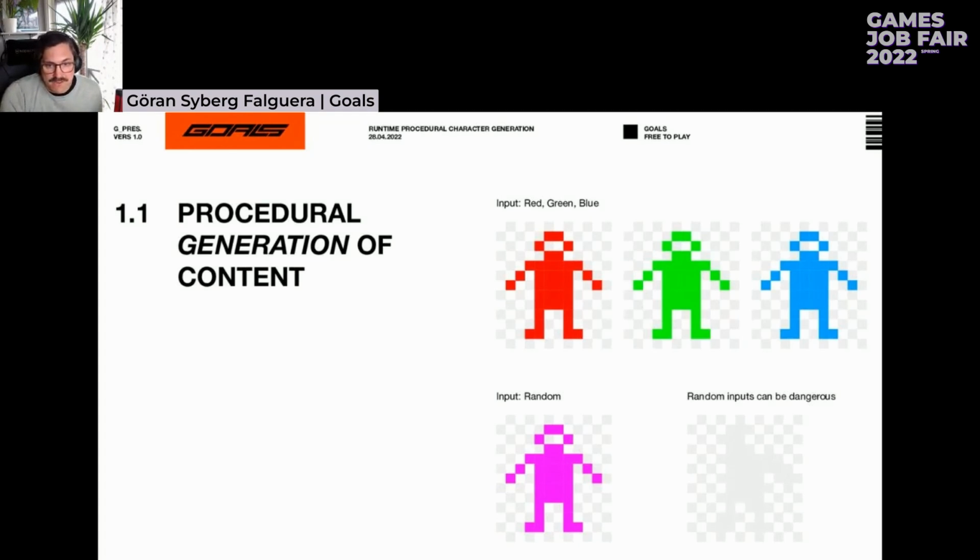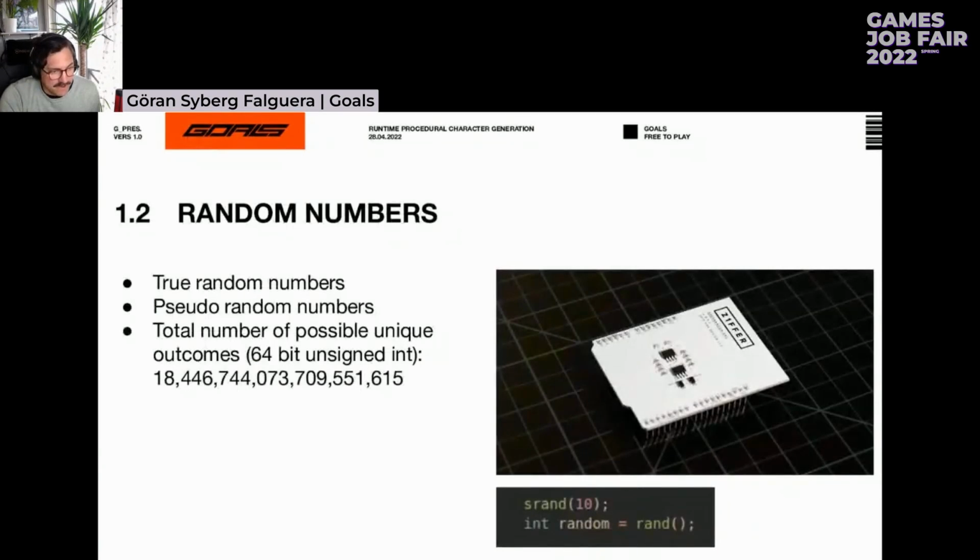But this brings us to the next topic, which is random numbers. And random numbers in computers are fun. They can either be true random numbers or pseudo-random numbers. And the reason this is such a complicated problem is, of course, that computers can't make stuff up. They just do what we tell them. So given an input, a computer will, if it's not broken, hopefully generate the same output every time.